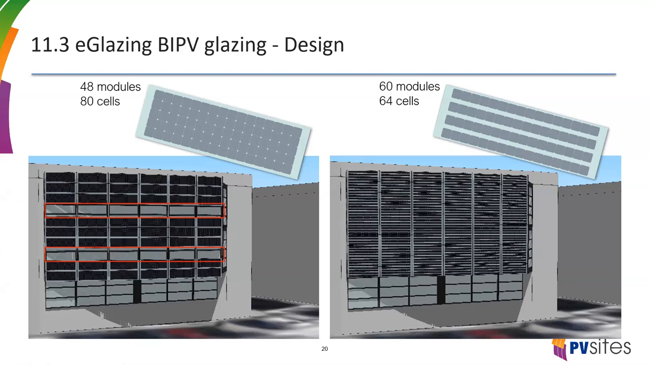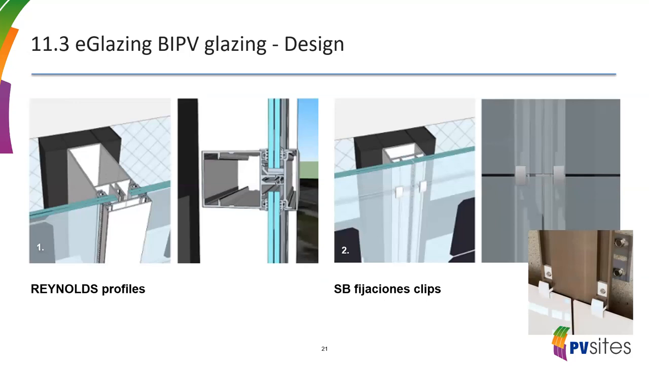One option is to have a very dense amount of cells, so you need only 48 modules of 80 cells to get your total power, or to make more space in between, and then you have the whole facade cladded with these modules. In the first option, I made it red to make it more clear, you could keep some windows open, so on eyesight you could still have a look outside, not hindered by any solar cell. And in the other one, you have to look through the space between the cells. Finally, the second option was chosen.